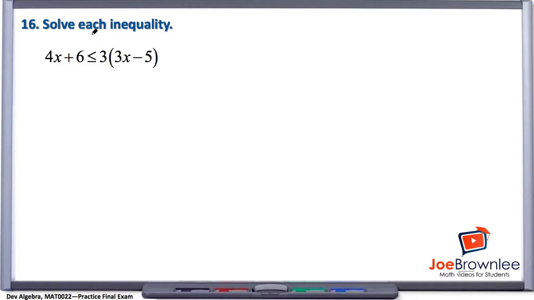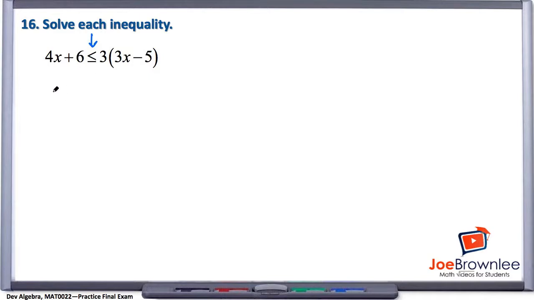So if we were to pretend that instead of an inequality this was an equals sign, we are going to treat this very much the same way. So let's start by simplifying the left-hand side of this inequality as much as we can, simplify the right-hand side of this inequality as much as we can, and then once we have the left-hand side and the right-hand side as simplified as it can get, then we can feel free to start moving terms across that inequality.